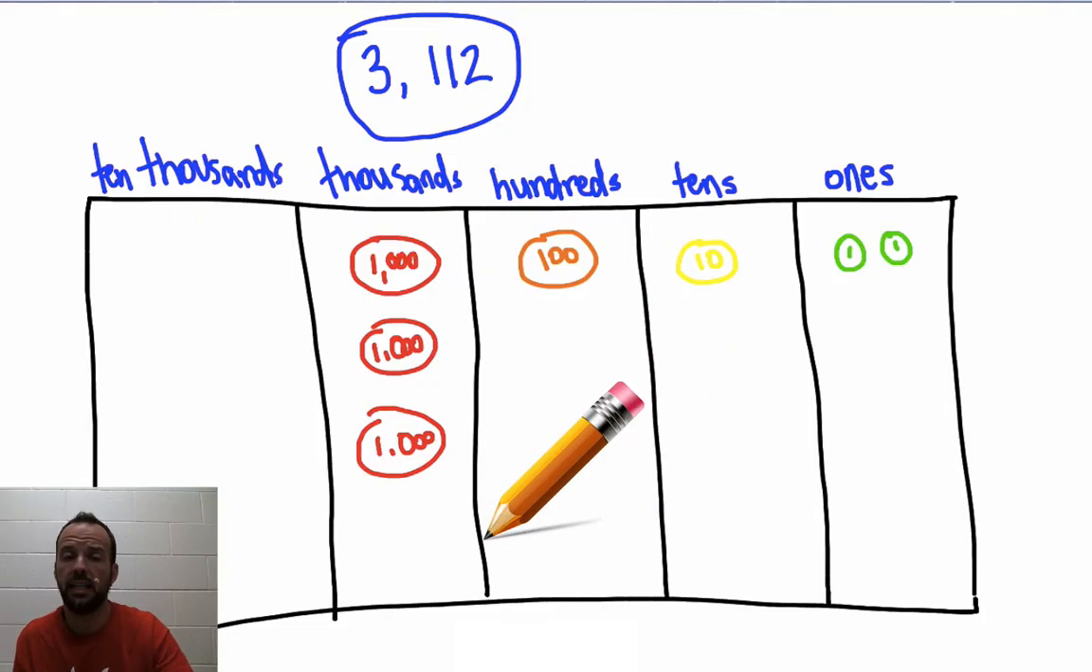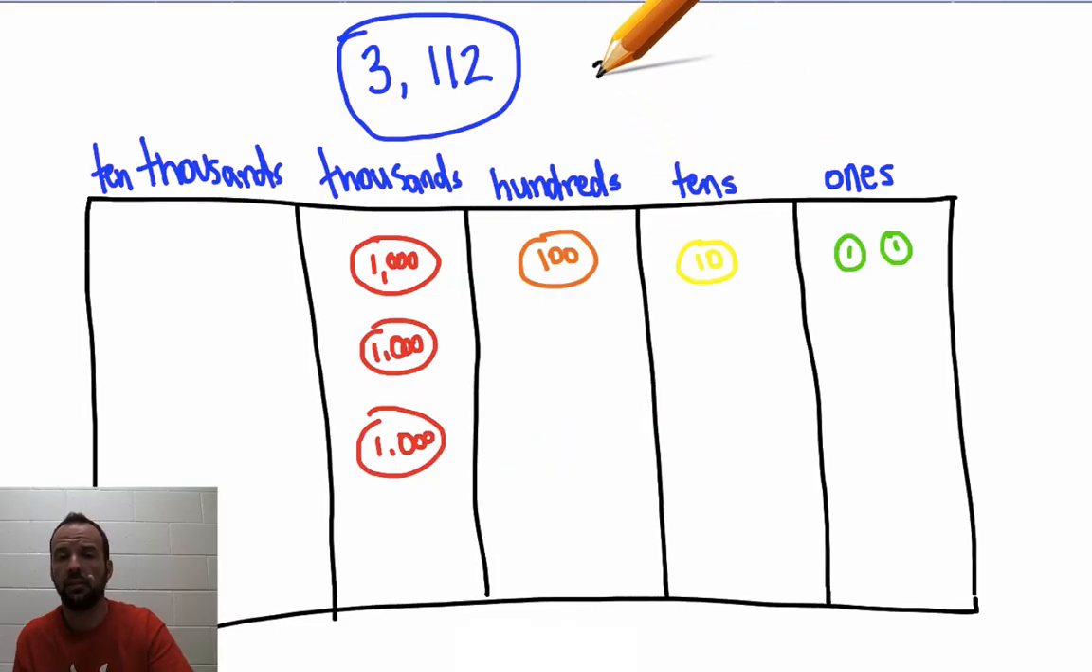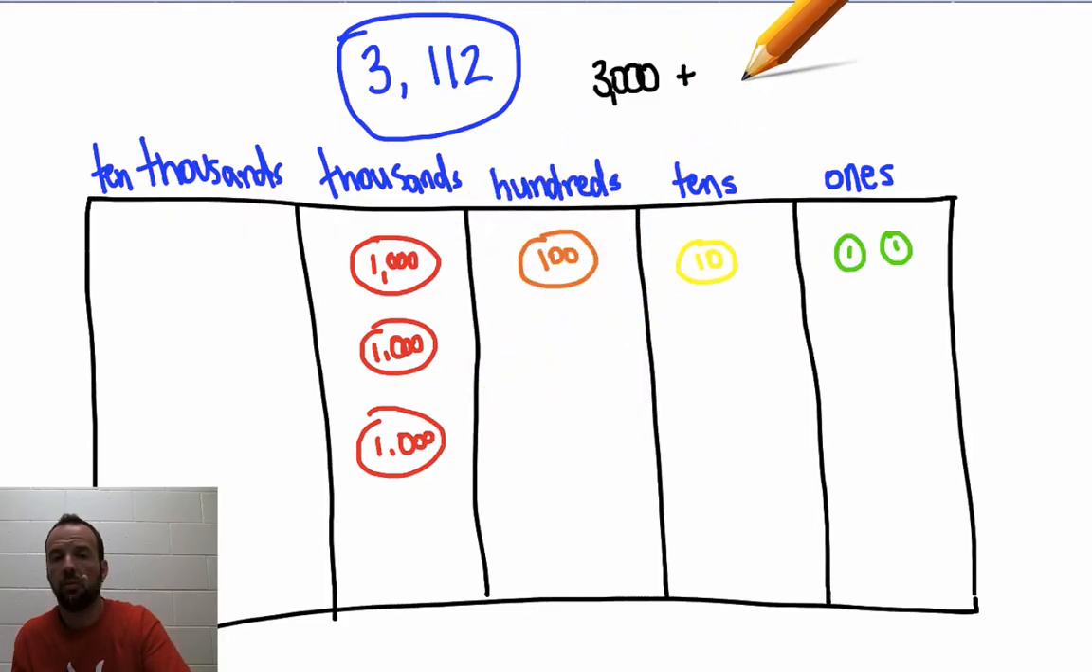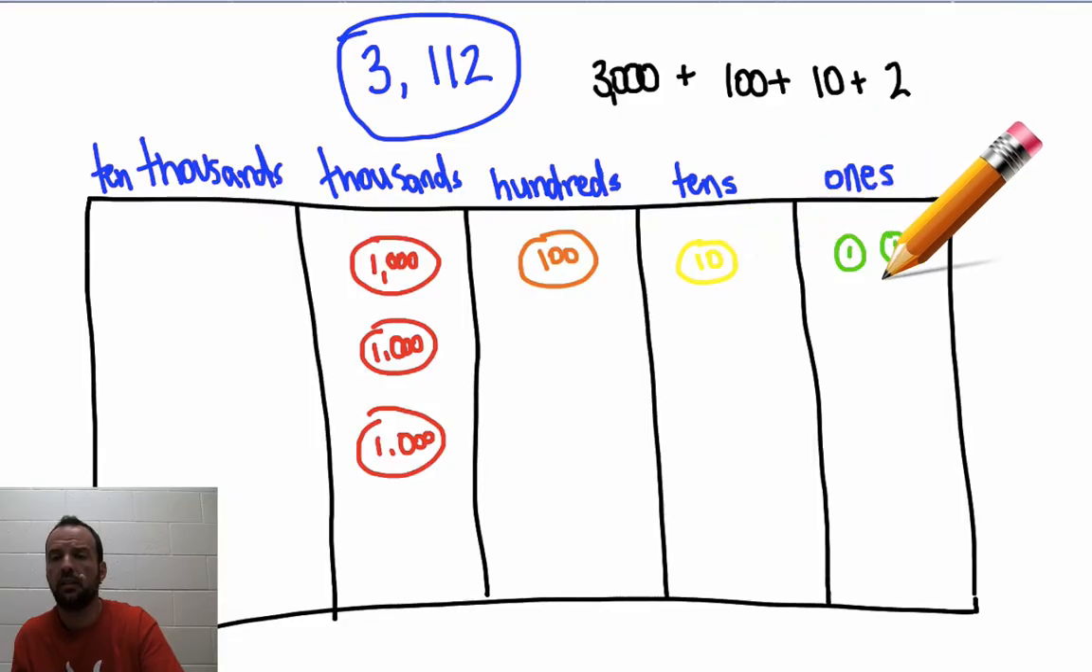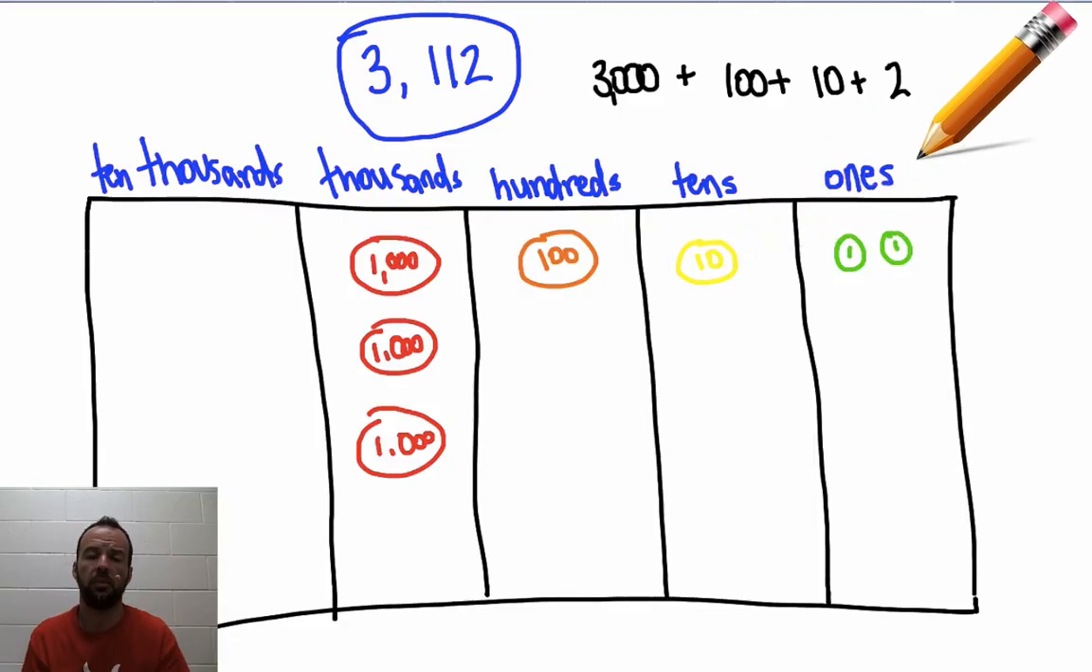If I was going to write it in expanded form, I would write it as 3,000, right? And this is where this place value chart can really help me out. I would have 3,000 plus 100 plus 10 plus my 2 ones, my values here, 3,000, 100, 10, and 2. Okay, so those are my 3 different forms there.